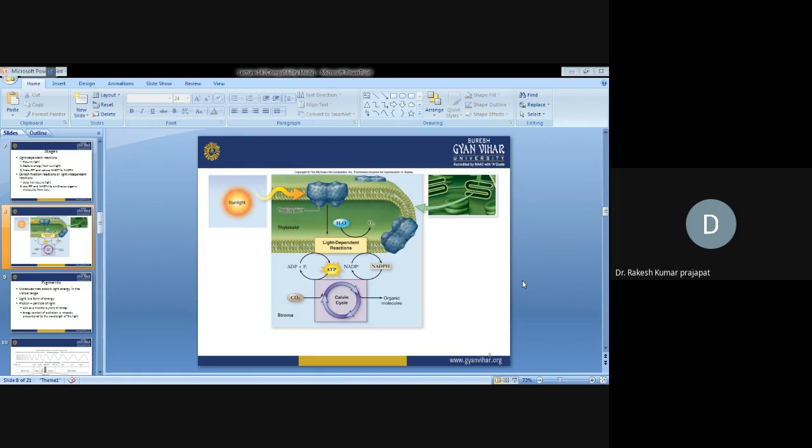Here you can see during the light reaction, water molecules are broken down and electrons are utilized by NADP and reduced into NADPH2, and oxygen gets liberated. During the Calvin cycle, the same ATP and NADPH2 are utilized to reduce the CO2 and water into carbohydrate-forming molecules.